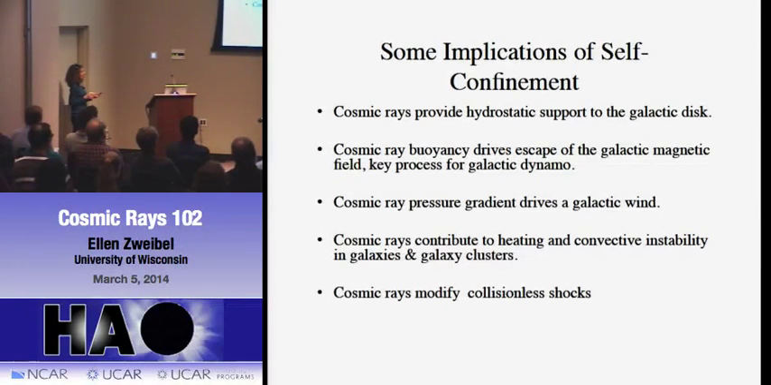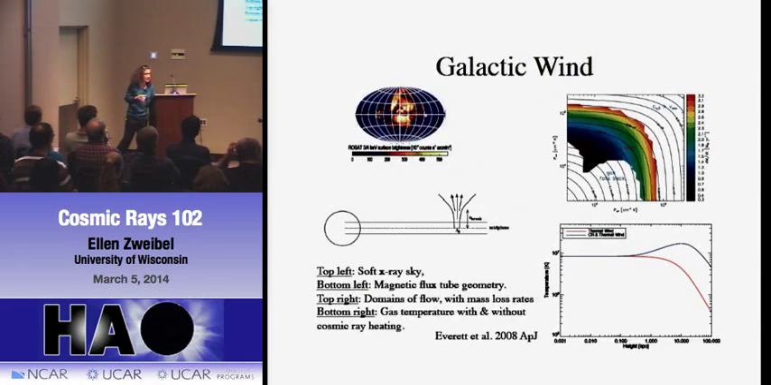The cosmic ray pressure gradient can drive a galactic wind. Through pressure and heating, cosmic rays can drive a convective instability. They can actually heat the gas measurably. And finally, they can modify collisionless shocks. I don't have time to talk about all these applications, but I'll just mention two of them. So one is the galactic wind.